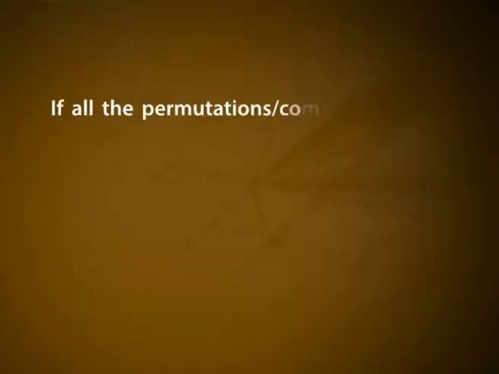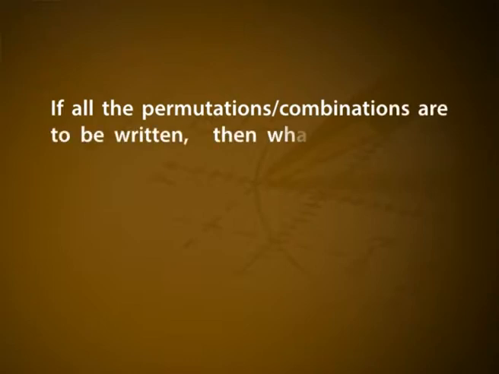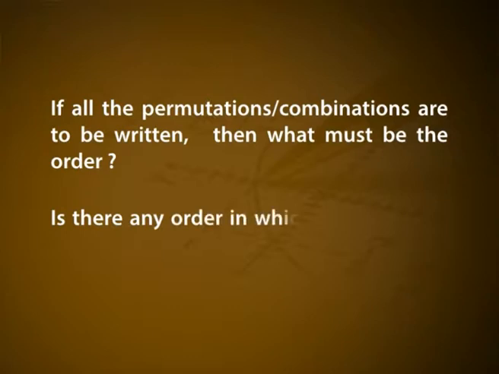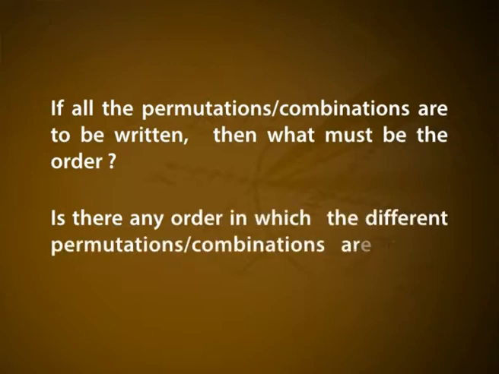After a study of permutations and combinations, it is natural to ask the following question. If all the permutations or combinations are to be written, then what must be the order? In other words, is there any order in which the different permutations or combinations are to be considered? We make it clear with one example.